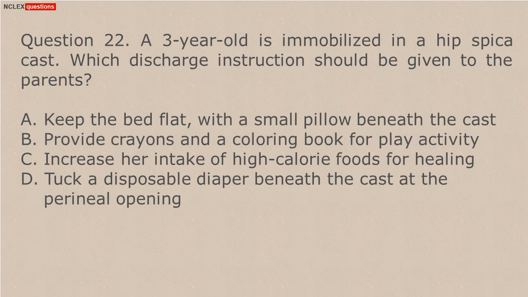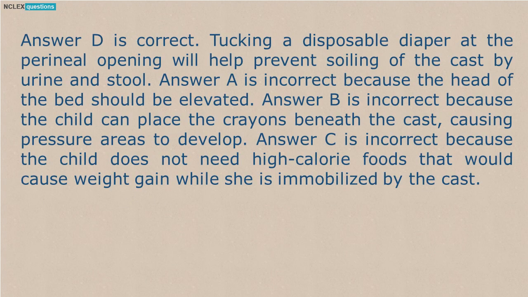Answer D is correct. Tucking a disposable diaper at the perineal opening will help prevent soiling of the cast by urine and stool. Answer A is incorrect because the head of the bed should be elevated. Answer B is incorrect because the child can place the crayons beneath the cast, causing pressure areas to develop. Answer C is incorrect because the child does not need high-calorie foods that would cause weight gain while she is immobilized by the cast.